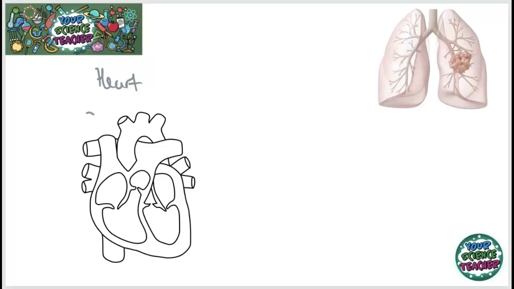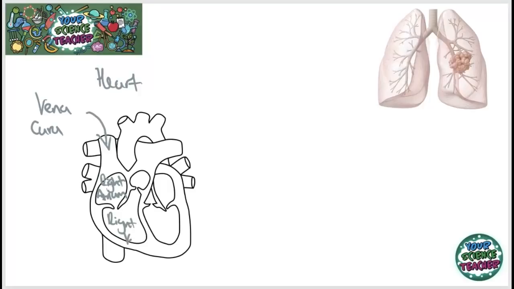Now, blood enters your heart through the main vein in your body, and that is called the vena cava, and it enters into your right atrium. Now, we call it your right atrium because it's right as if you imagine you are in the page. Now, underneath our right atrium, we have our right ventricle.